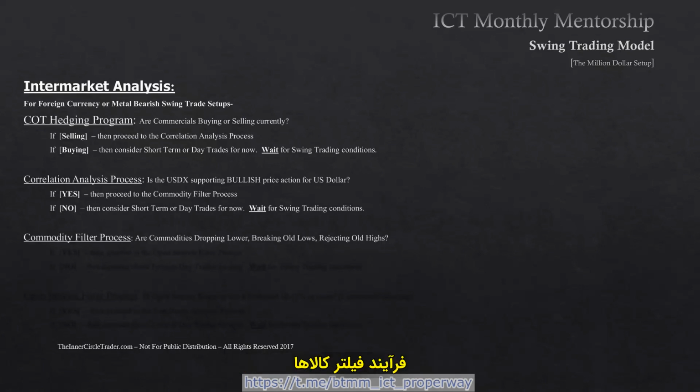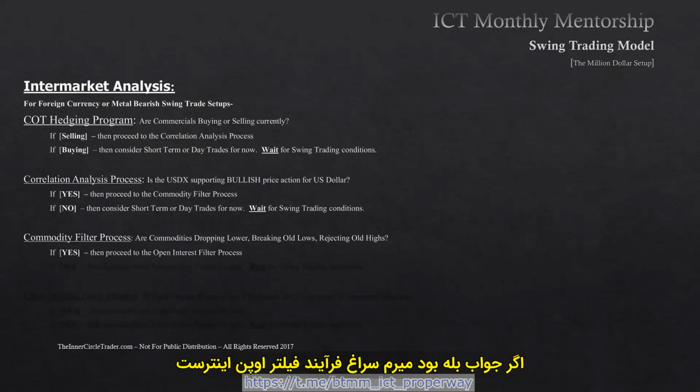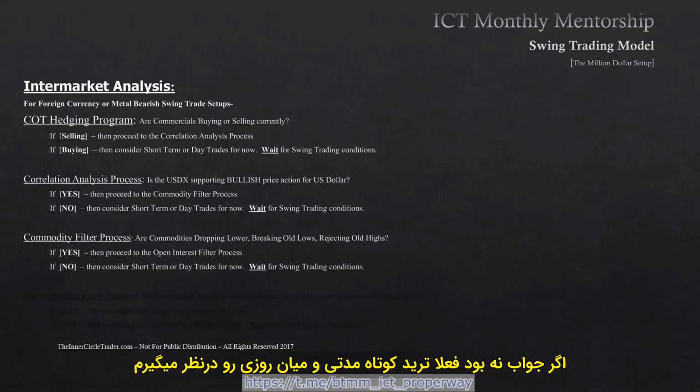Commodity filter process. I ask myself, are commodities dropping lower? Are they breaking old lows? And are they rejecting old highs? If the answer is yes, then I proceed on to the open interest filter process. If the answer is no, then I consider short-term or day trades for now. I wait for swing trade conditions.